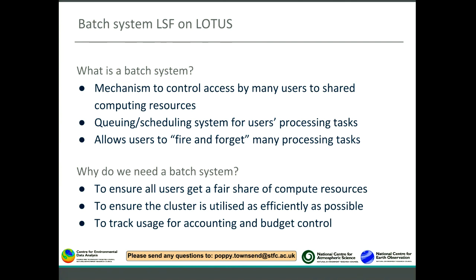So why do we need the batch system? We need the batch system first because it's a cluster. It's quite large to manage individually. So you need a batch system, which is actually software that's been optimized to manage resources, and also to ensure all users get a fair share of compute resources, and make sure that the cluster is utilized efficiently. Sometimes we also use it for tracking usage for accounting and budget control, and it helps people with proposals, so we can do some costing of the CPU time and the storage used. This can be tracked by the batch system.